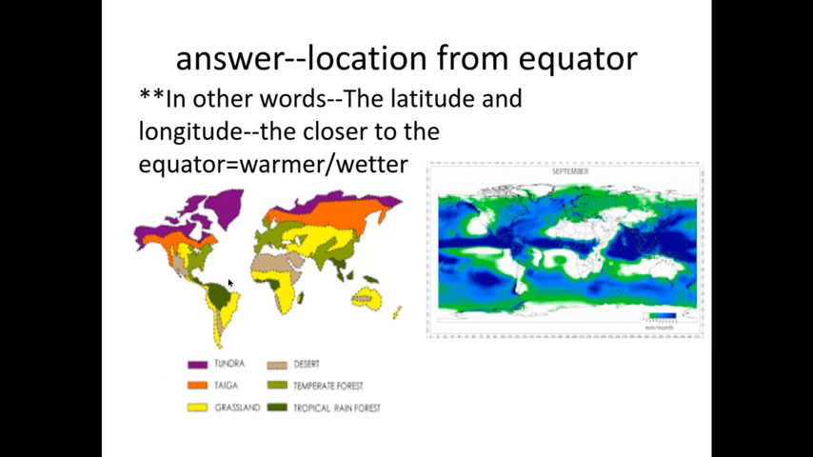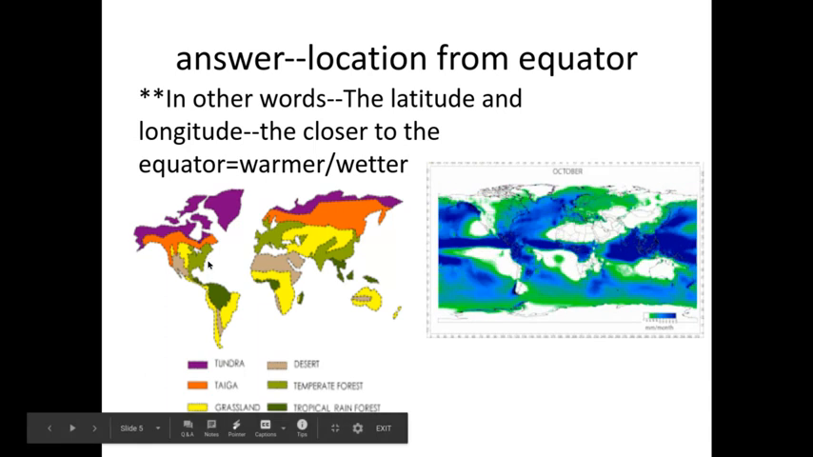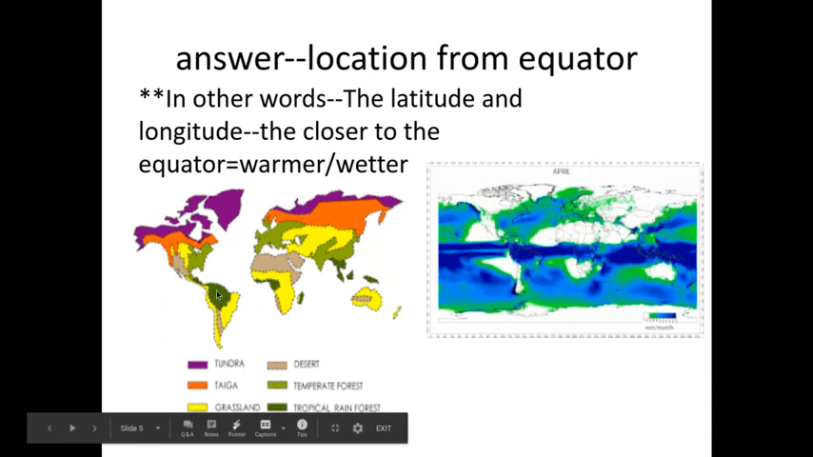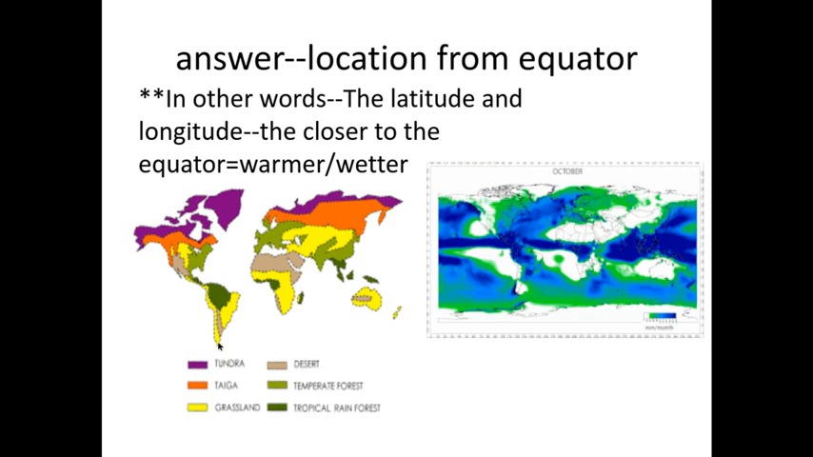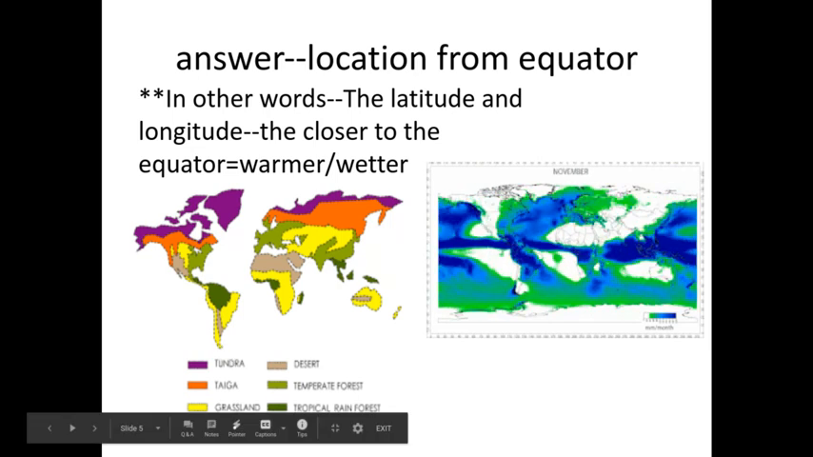as you move closer to the equator, it gets warmer and it gets wetter. And as you move farther away from the equator, either south or north, it's going to get colder and it typically gets much drier because of, like, the ice, the Arctic, that's a very dry area.